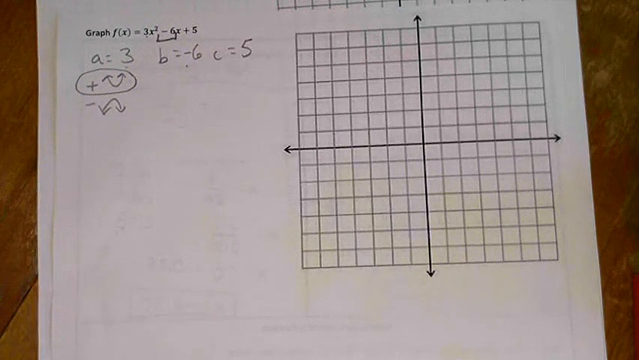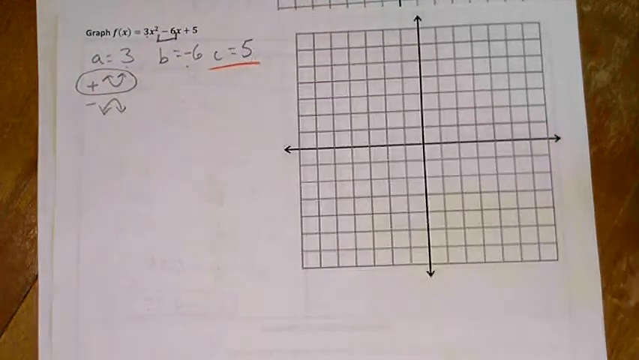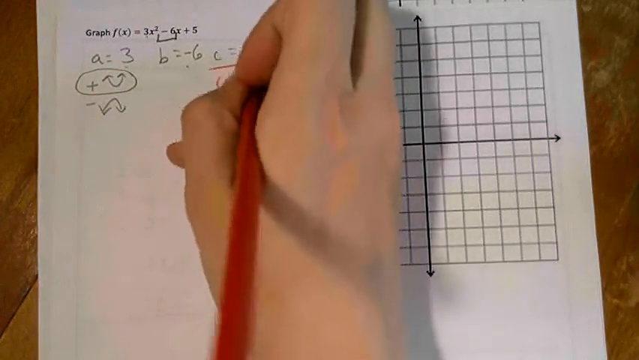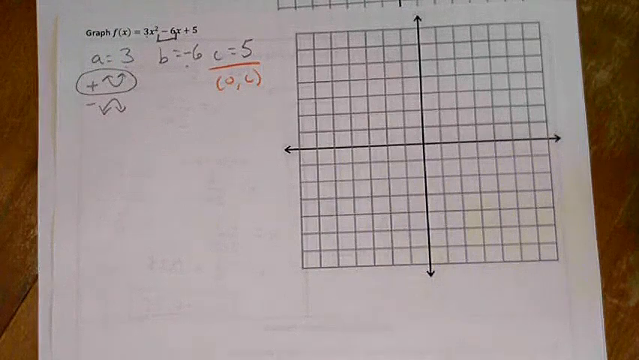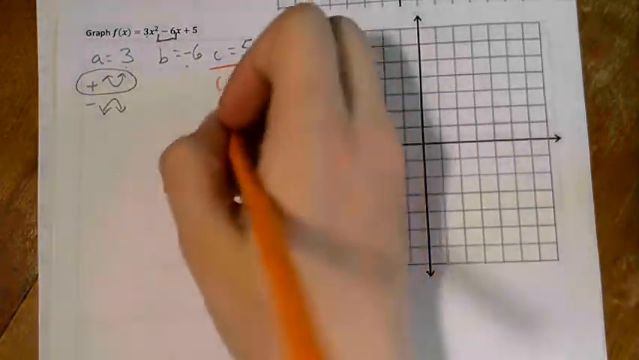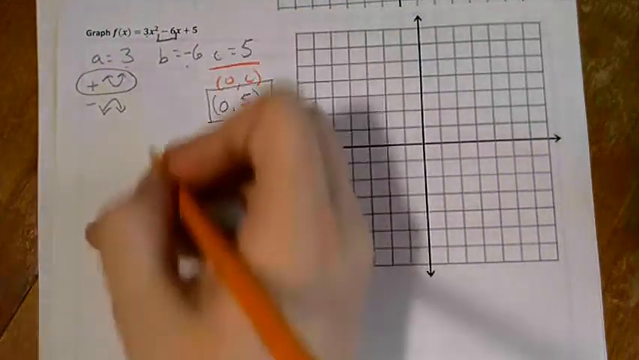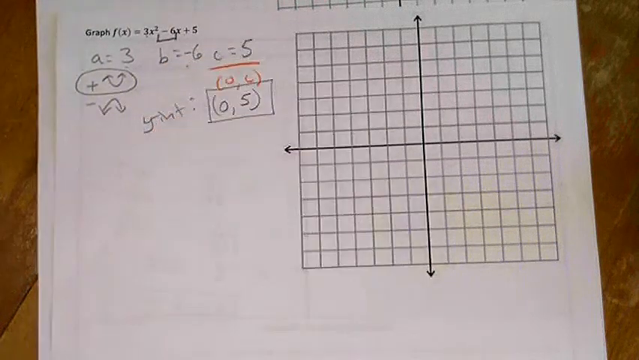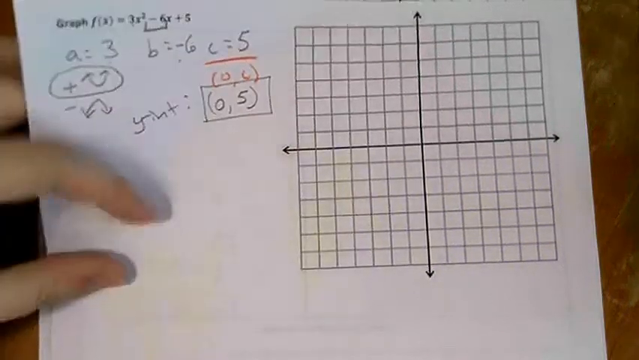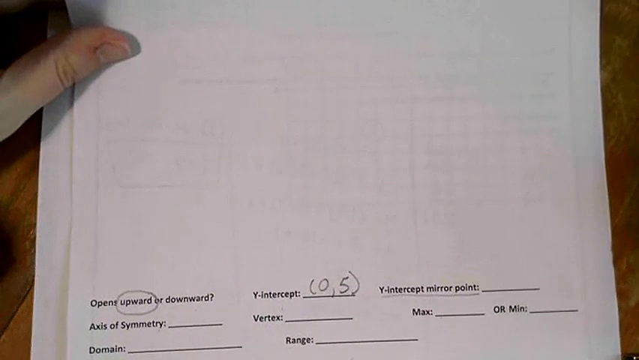The next thing we want is the y-intercept. Well, we know the y-intercept has to do with C. And remember, the y-intercept is always 0, C. So in this case, the y-intercept, if C is 5, would be 0, 5. That is our y-intercept. So down here at the bottom, where it says y-intercept, write down 0, 5. All right, it has to be a point. Don't just tell me 5. The y-intercept is always a point.